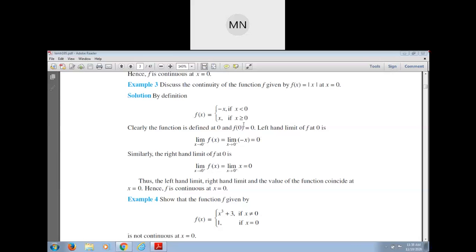Now you have to find f of 0. Now can you tell me what f of 0 is? Here f of 0 will be what?